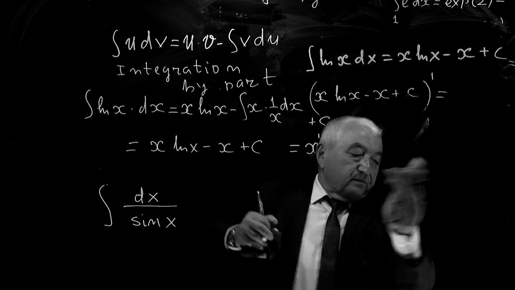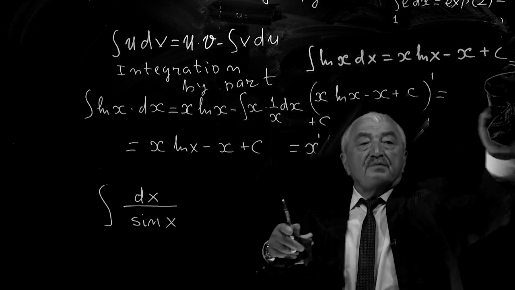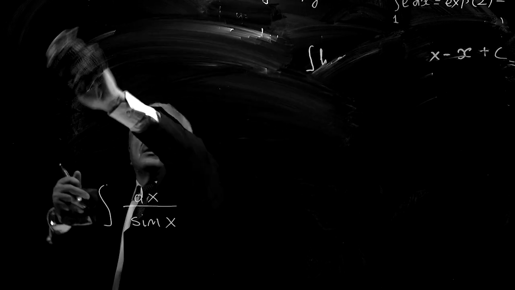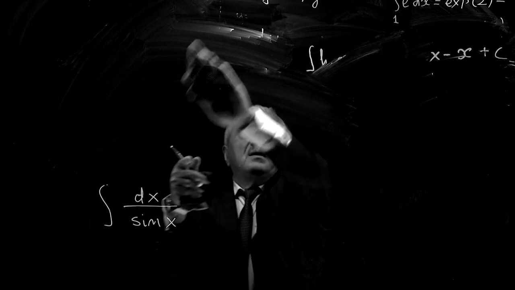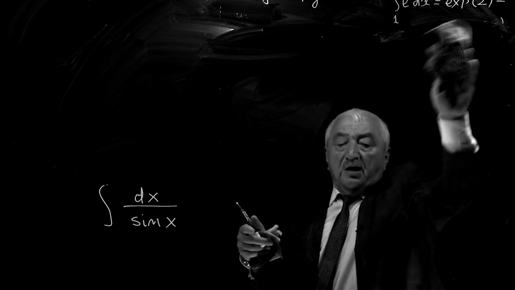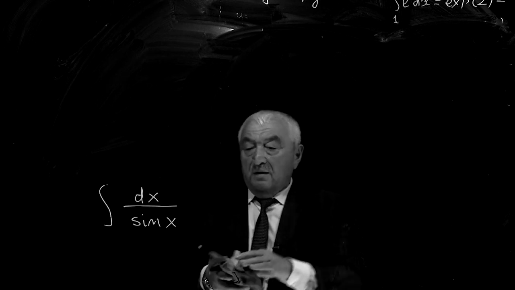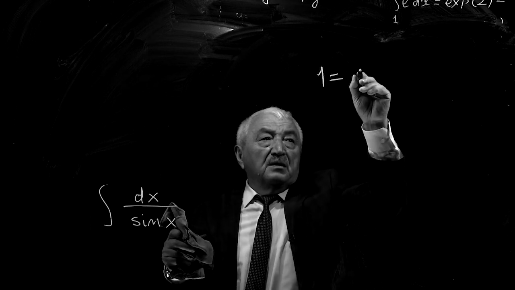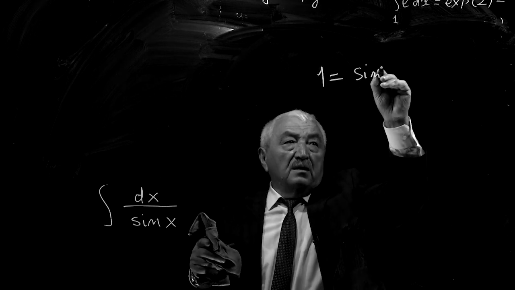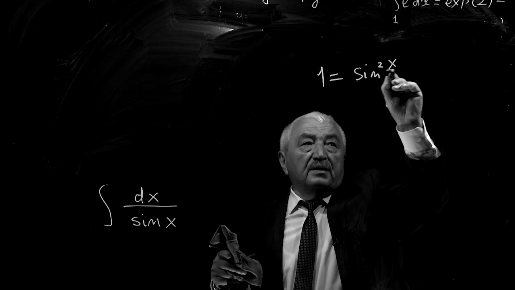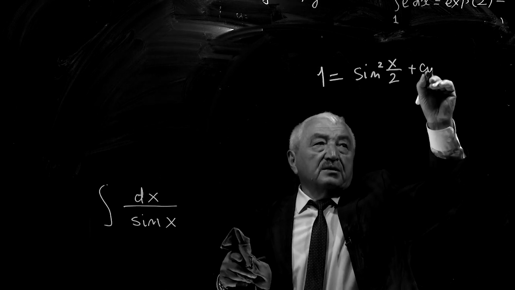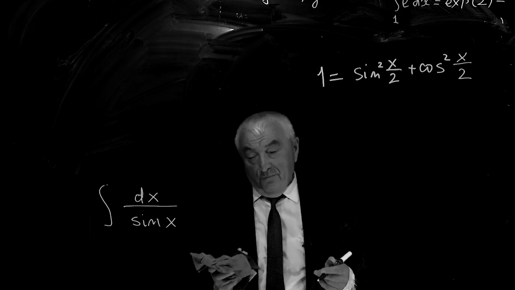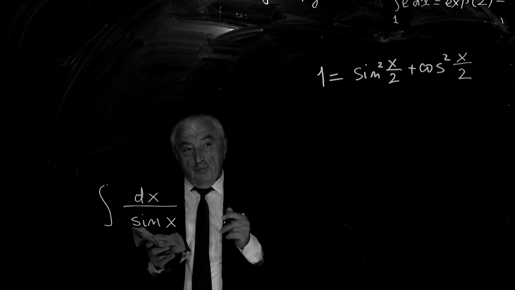we can know some trigonometrical formula of such types. One is equal to the main formula of trigonometrics, sine to the second power x divided by 2 plus cosine to the second power x divided by 2. It is the Pythagorean theorem in trigonometry.